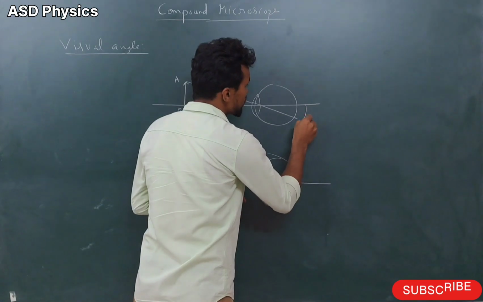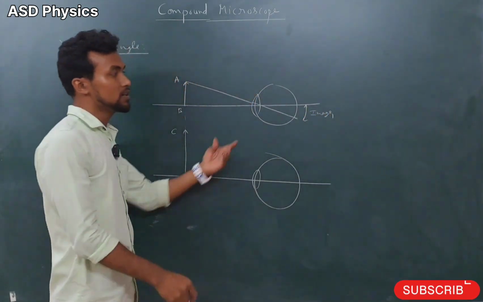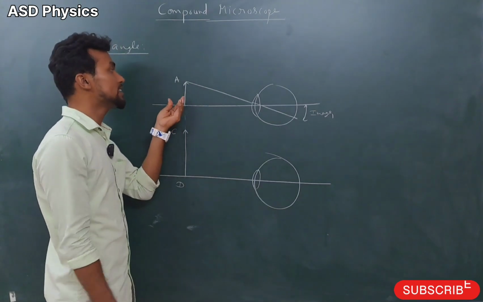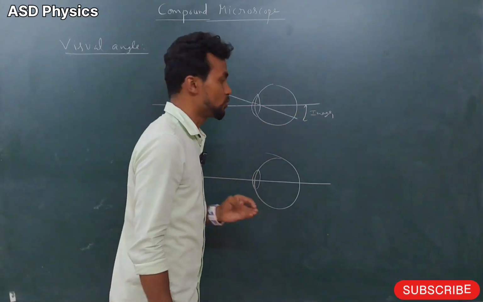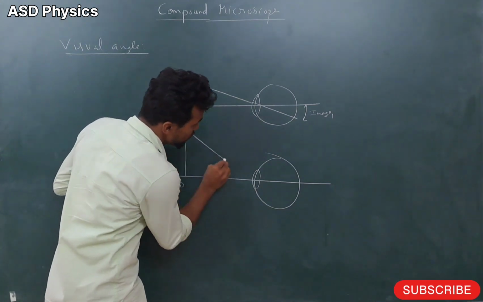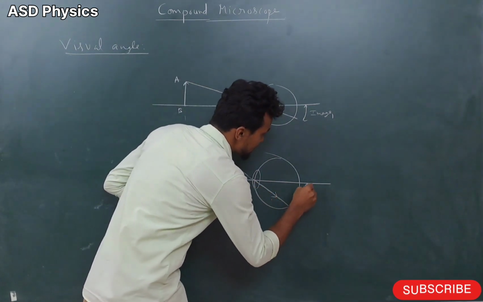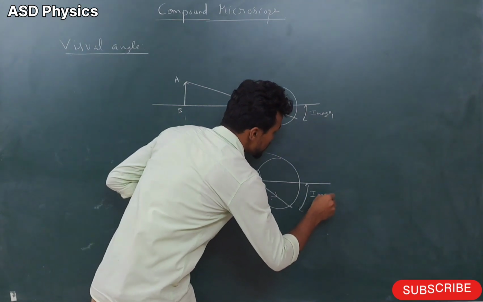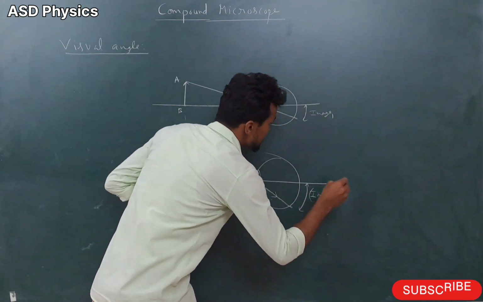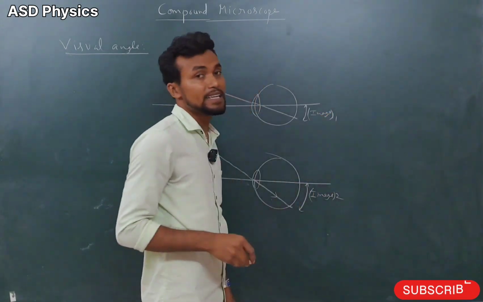Here you can see the image is forming on the retina in the first case. The object is smaller, so the image is smaller. Now here the object is bigger, so again the ray will strike the eye and again the image will form on the retina. You can see that the image in case 2 is greater than in case 1.